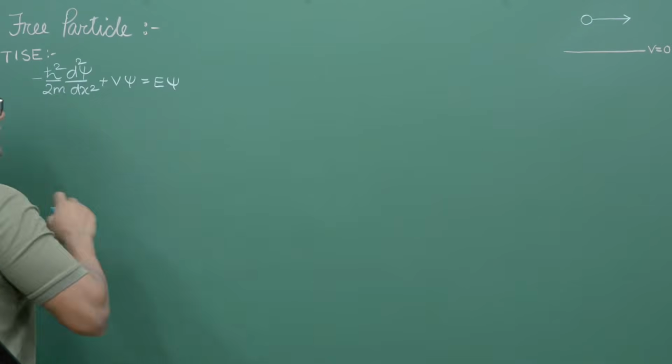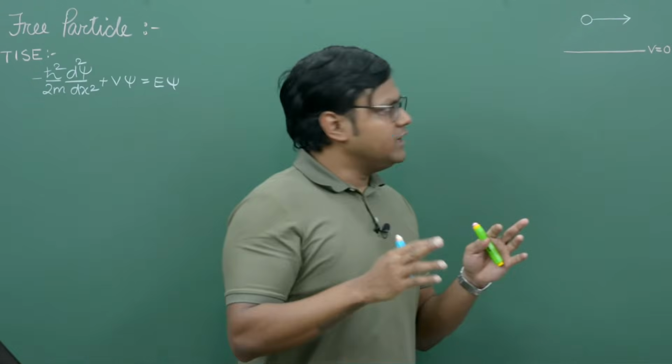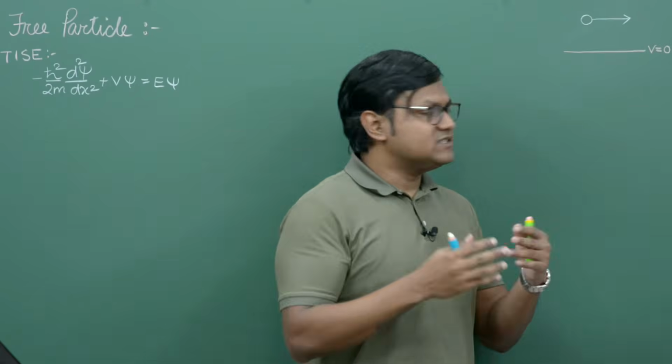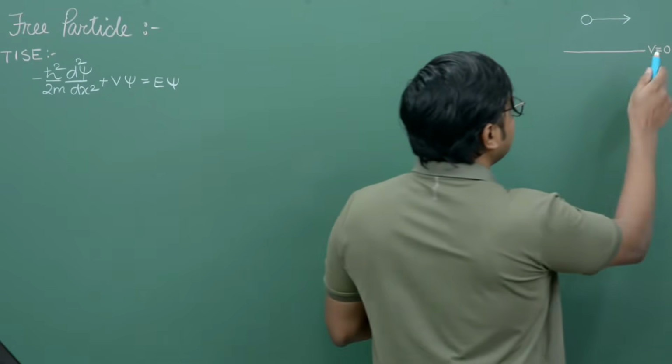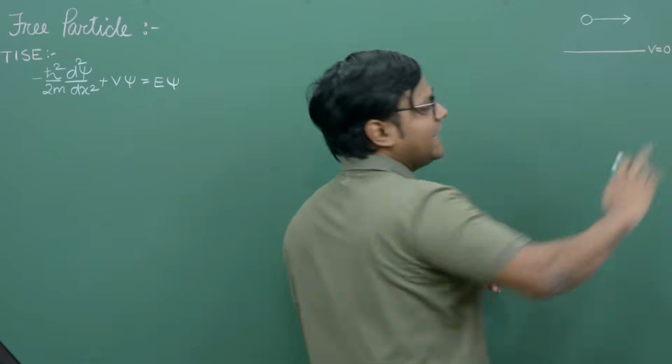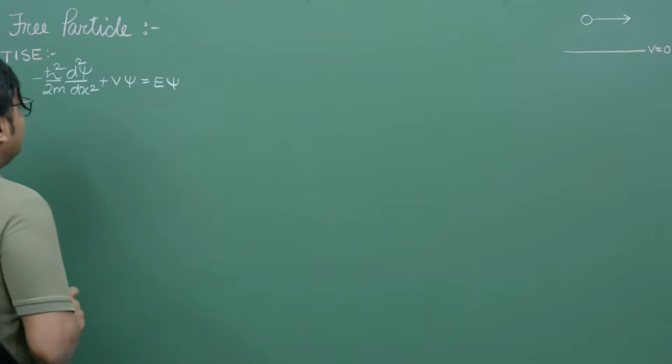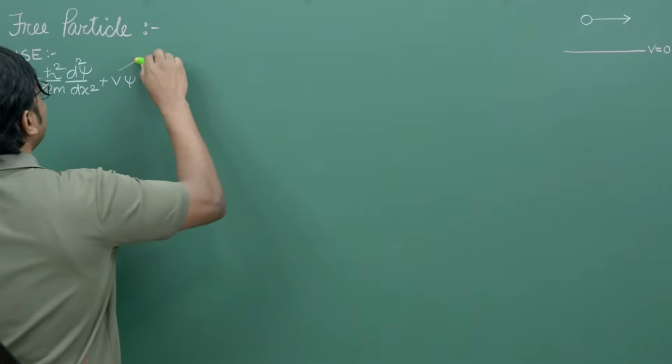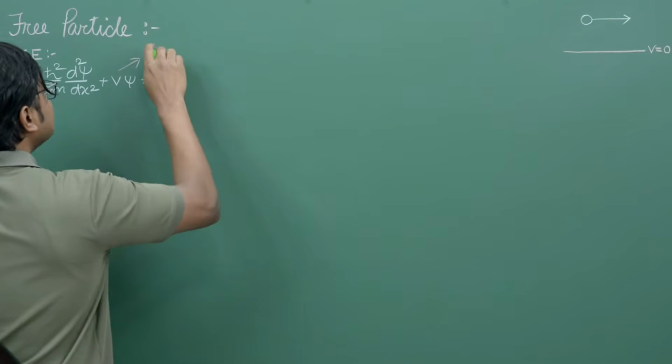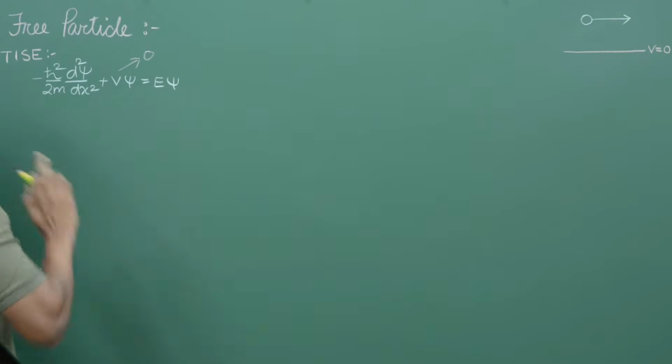Here psi is a solution of the Schrodinger equation, which is a function of space, or x. Let's suppose the point mass particle is only traveling along the x-axis, so it's a 1D problem essentially. V here comes out to be 0. E is the total energy of that particle.